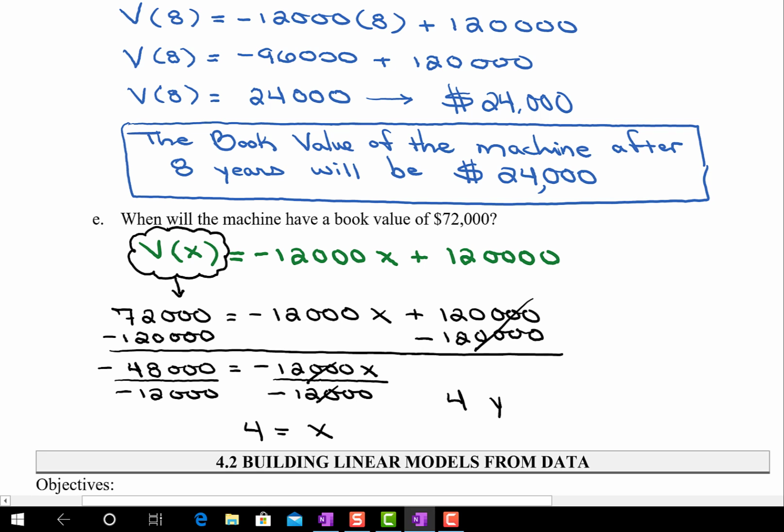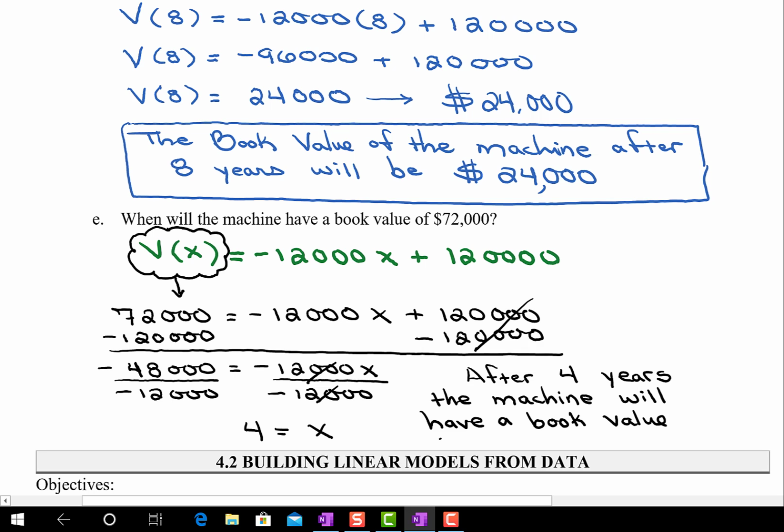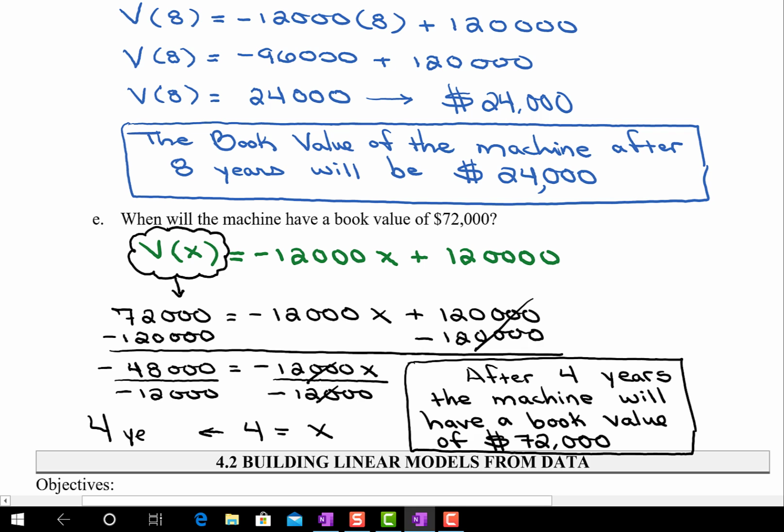But now we are 100% sure, so we're going to write this out. When will the machine have a book value of $72,000? It looks like after 4 years, the machine is going to have that book value of $72,000. All right, so that's it for 4.1. Good job for hanging in there and watching all of 4.1. So that's going to be it for this particular section. And you could have also just written 4 years and boxed that in, but it's good if you write down the whole thing.